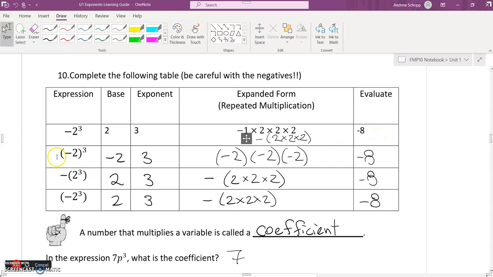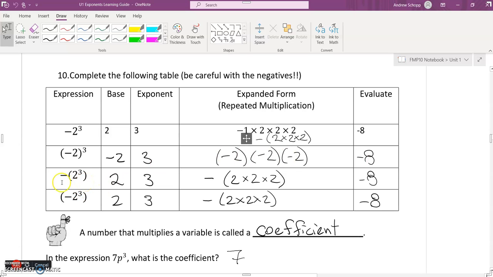If you compare that to the second one, you can see how the negative 2 is inside brackets with the 3, or the exponent, directly on the outside. So the power of 3 is raising or multiplying everything inside the brackets. So negative 2 times itself 3 times. Negative 2 times negative 2 times negative 2. So our base is negative 2, our exponent is 3, and we also get negative 8 here.